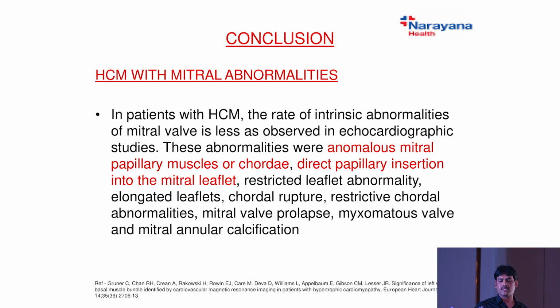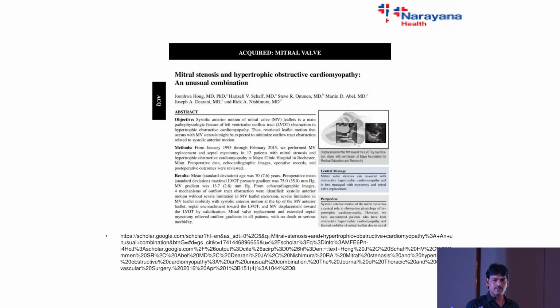In patients with HCM, the rate of intrinsic abnormalities of the mitral valve is low, as observed in echocardiographic studies. These abnormalities include anomalous mitral papillary muscles, direct papillary insertion into the mitral leaflet, restricted leaflet abnormality, elongated leaflets, chordal rupture, restrictive chordal abnormalities, mitral valve prolapse, myxomatous valve, and mitral annular calcification. This was the article we went through, and we found it is not rheumatic heart disease as well.